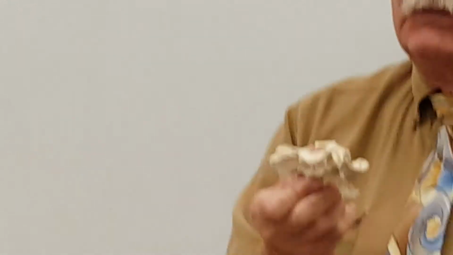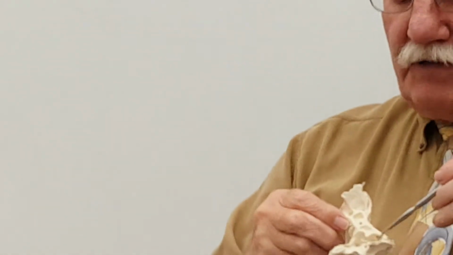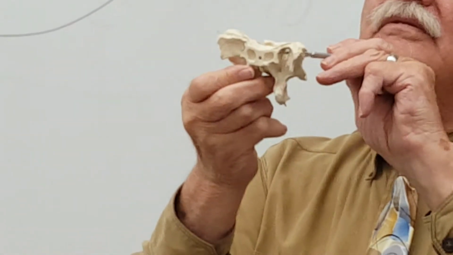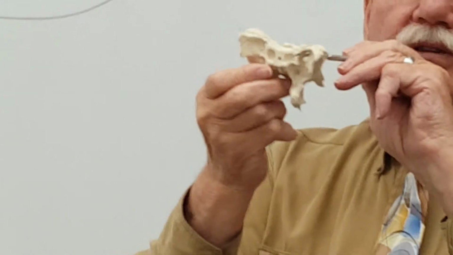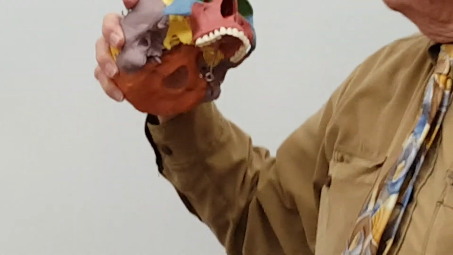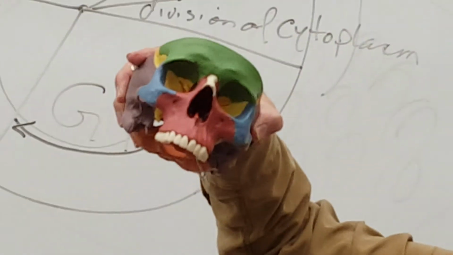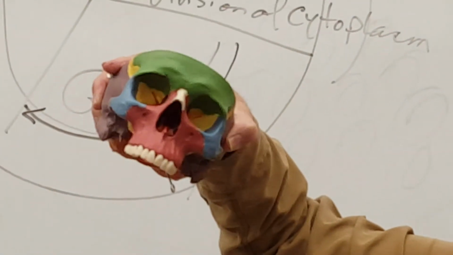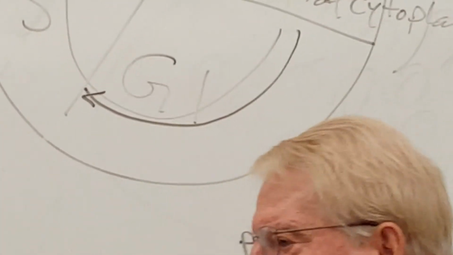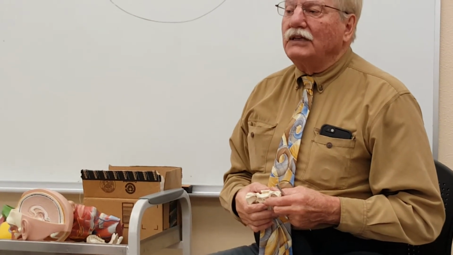The orbital surface would be this part that forms part of the orbit. And you can see the superior orbital fissure cuts through the orbital surface. The superior orbital fissure is what you see when you look in the orbit and you see the little slit way in the back of the orbit. All sorts of things go through there, like the ophthalmic branch of the trigeminal nerve and the ophthalmic artery.